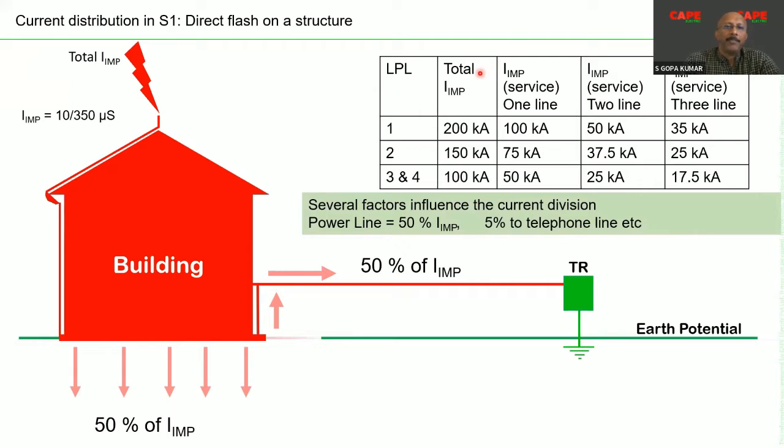But generally, for our calculation or for our selection, we select 50% of the current flowing through the 230 or 400 volt power line, and about 5% through the telephone line.